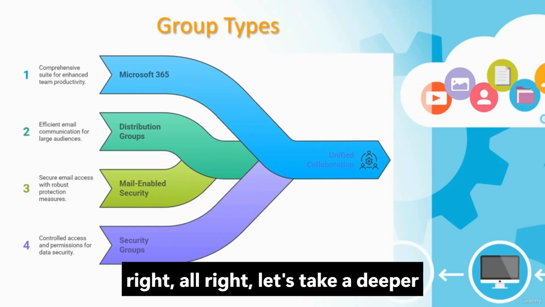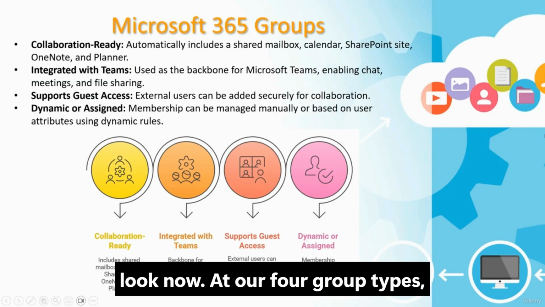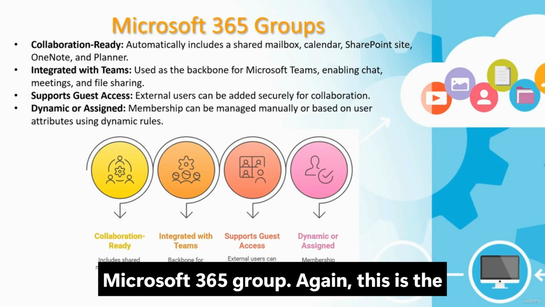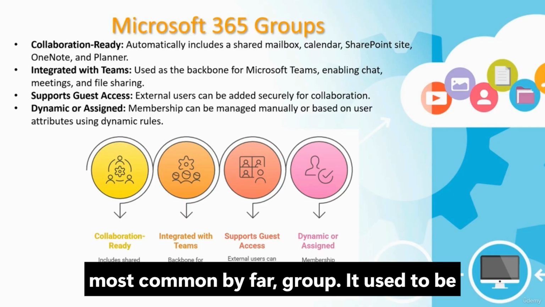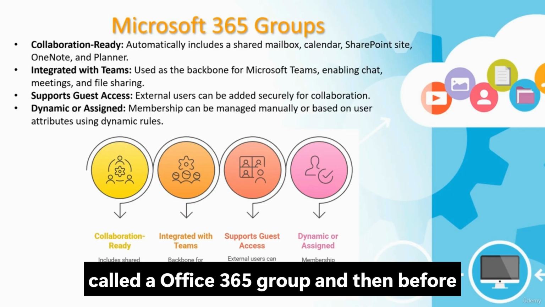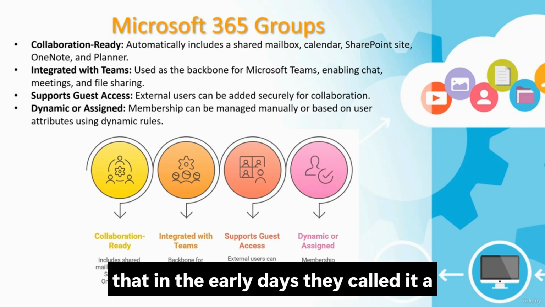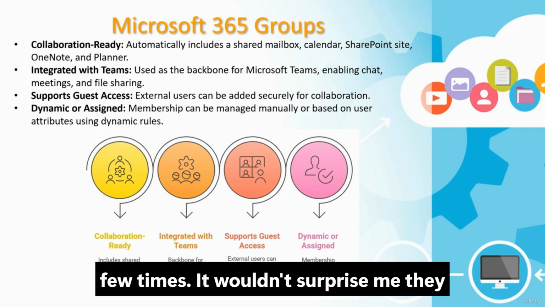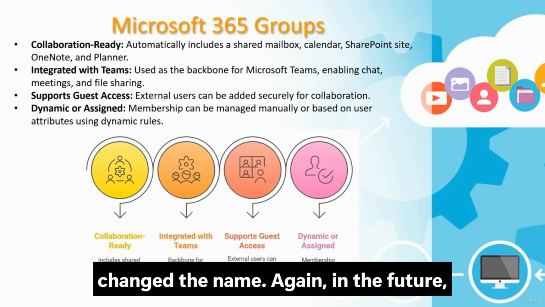All right, let's take a deeper look now at our 4 group types. We'll start with the main one, the Microsoft 365 group. Again, this is the most common group by far. It used to be called an Office 365 group, and before that, in the early days, they called it a unified group. So the name has changed a few times. It wouldn't surprise me if they changed the name again in the future.